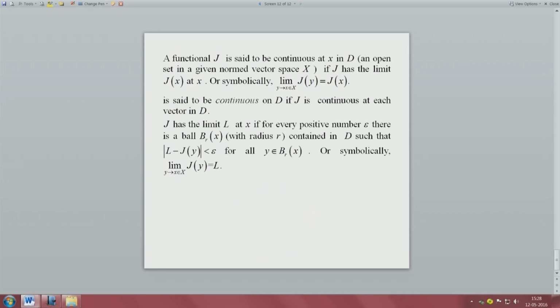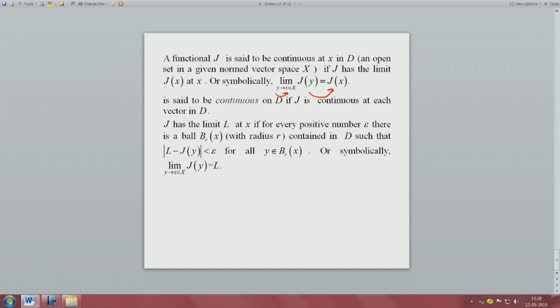So, a functional J is said to be continuous at x in D, an open set, all those qualifications exist, open set and all that. If J has a limit J of x at x, or symbolically as y tends to x, a little perturbed point in the domain, then J of y should tend to J of x. So in the domain if they are tending to each other, in the range also they should. Such a thing is called a continuous functional.